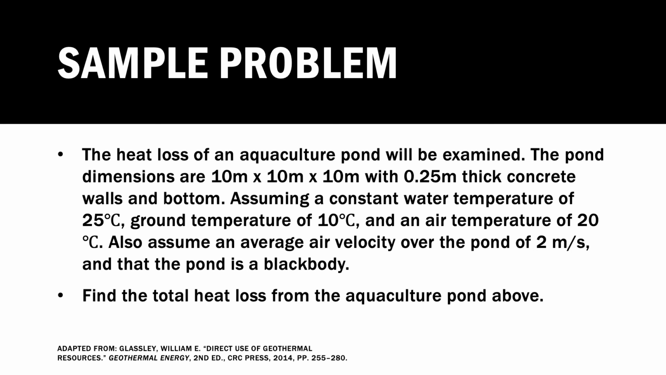The temperature of the ground surrounding the pond and the ground surrounding the pond's walls can be assumed to be a constant 10 degrees Celsius at the practical depths defined in the problem statement. The air is defined to be an average of 20 degrees Celsius as well. In this scenario, the pond can be assumed to be a black body and there is a 2 meter per second breeze over the pond surface. To start this problem, we want to begin by looking at each mode of heat transfer separately and finding their individual fluxes and eventually their corresponding heat losses.